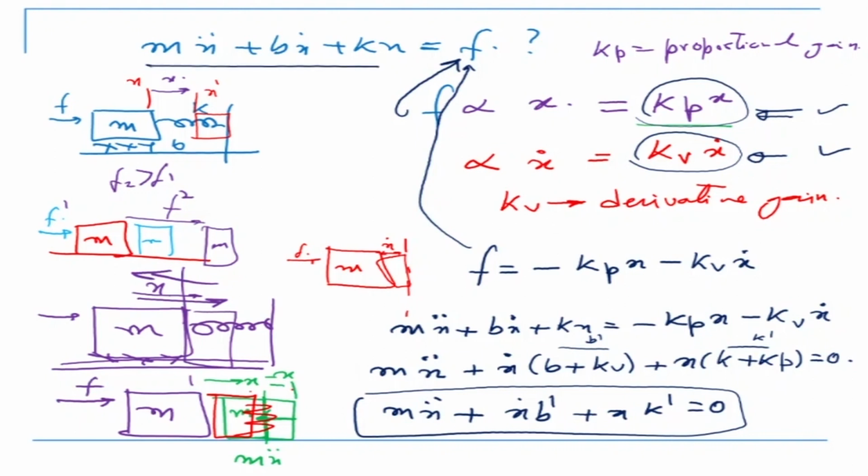So now k dashed is also called the closed loop stiffness. Now, this is one equation with two unknowns. For a physical system, m is mass, b is friction, and k is spring. These will be known. So in this one equation, what is unknown? What is unknown is kv and kp. Okay, so kp and kv have to be found out, and they determine the response of the system.